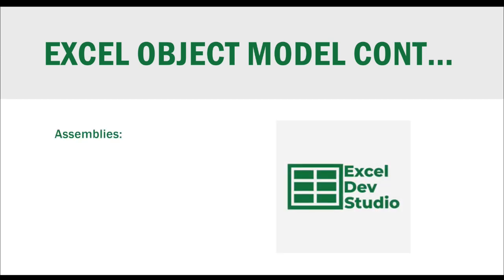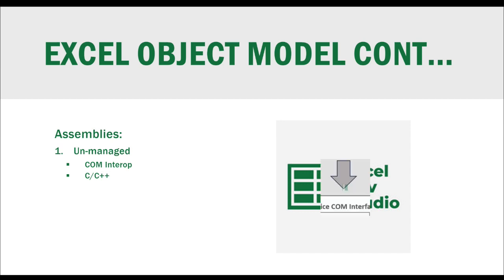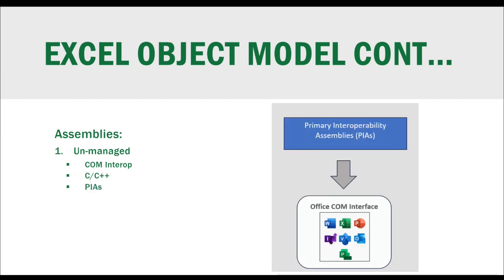Before getting into some examples, let's understand the assemblies that are used to build Excel solutions. First, we have unmanaged assemblies that are used to talk to the Excel object model from .NET. When we are talking to an Office object model in .NET, we are talking to it through a .NET technology called COM interop. The Excel and other Office object models are all written in unmanaged code such as C and C++. To talk to these COM interfaces, we need a .NET wrapper to interoperate with the unmanaged COM interfaces of Office. This wrapper is called the Office Primary Interoperability Assemblies, or PIAs.